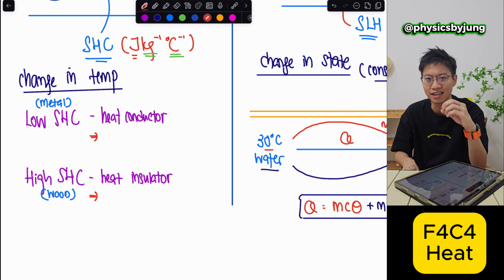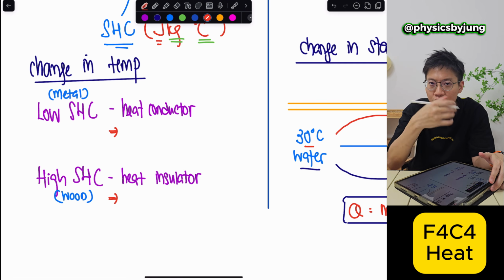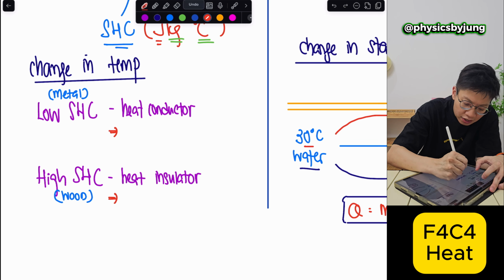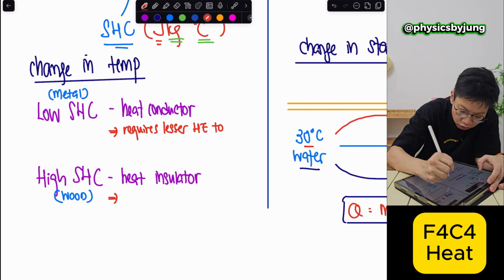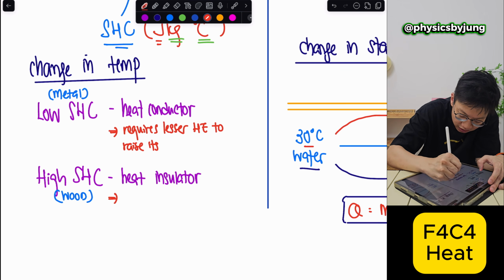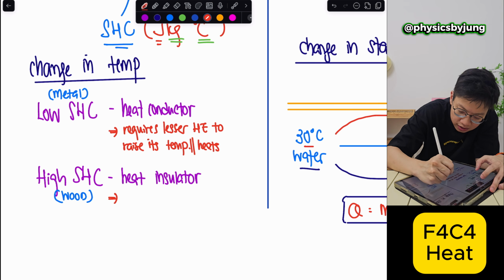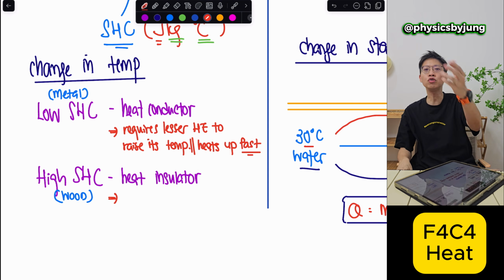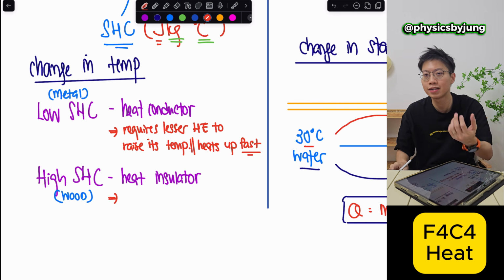Now guys, the word "easily" is very lousy. We will say, what is the definition of low specific heat capacity? It requires lesser heat energy to raise its temperature. Also known as, it will heat up faster. So usually I prefer to use "requires lesser heat energy to raise its temperature" and "heats up faster", rather than just saying, oh, can heat easily.